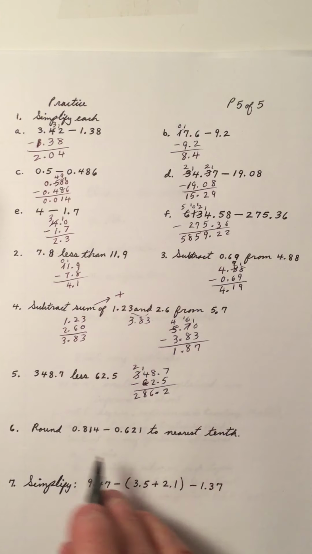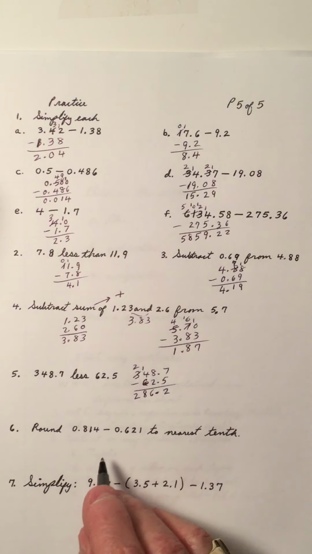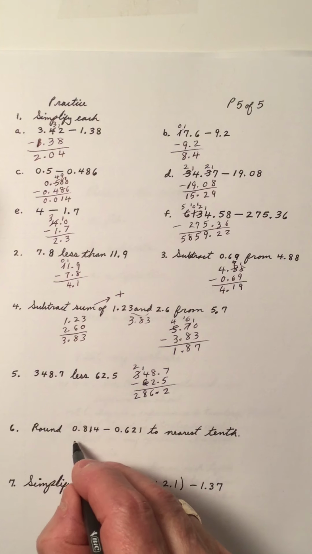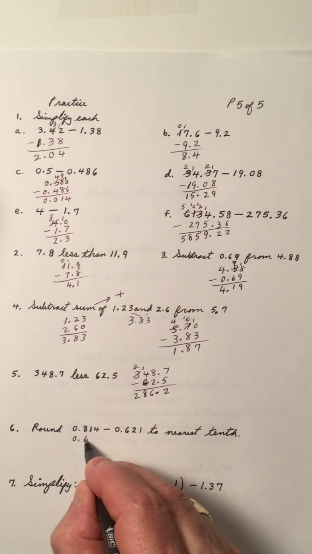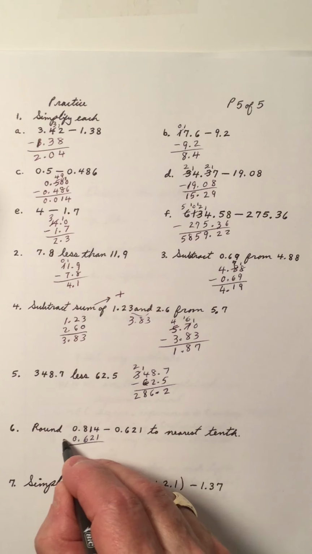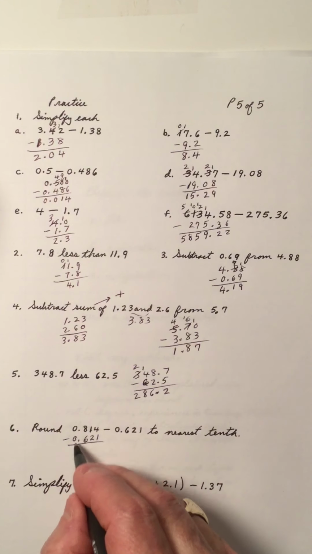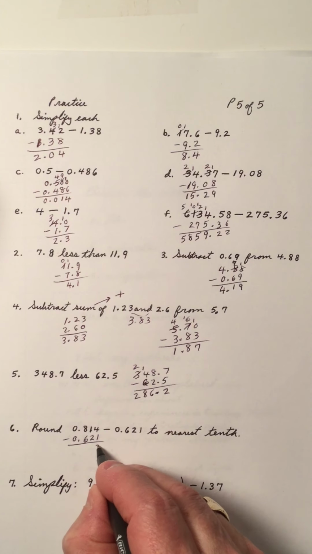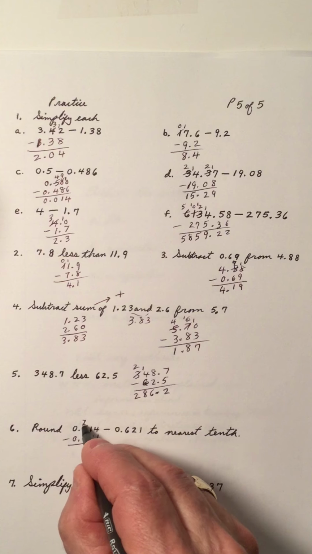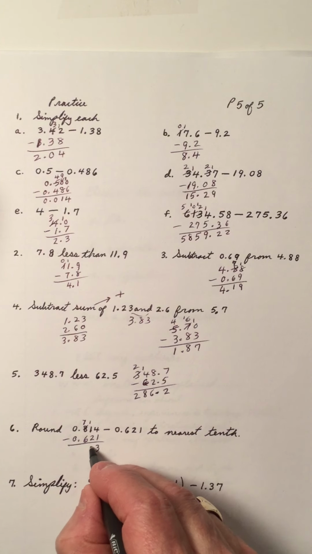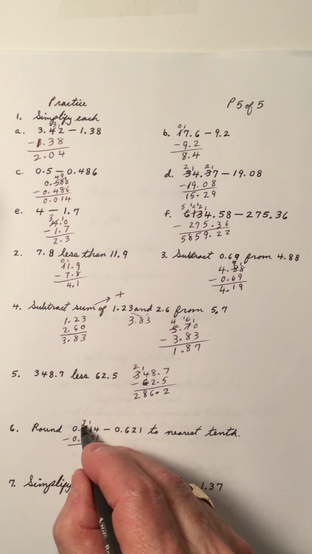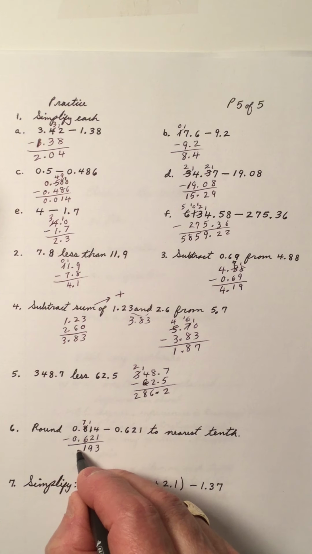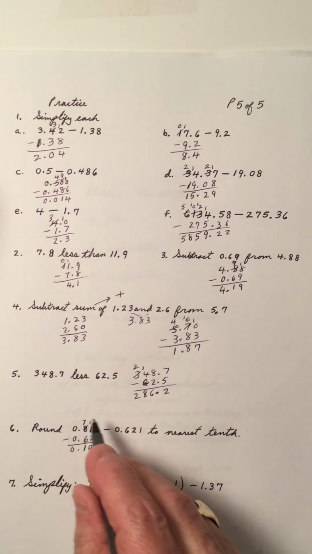286.2. Round to the nearest tenth. Well, let's subtract this. So we have to subtract 0.621. We're subtracting. Line up the decimals. 4 subtract 1 is 3. Can't subtract. That's a 7. That's 11. 11 subtract 2 is 9. 7 subtract 9 is 1. And we get 0 when we subtract.